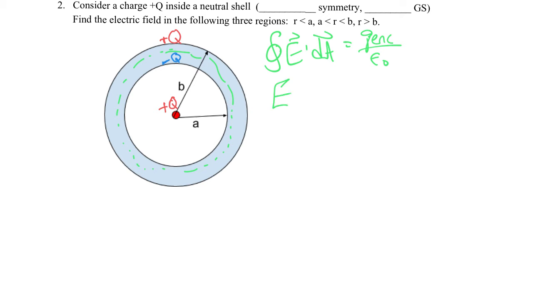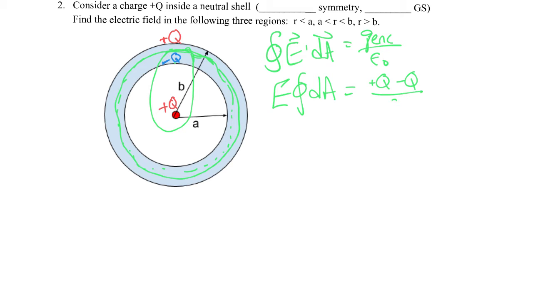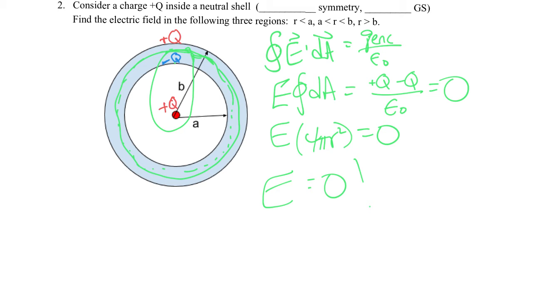Now, what is my Q_enc? I look at this surface. What's inside? I've got a plus Q and a minus Q. That's 0. So my E times 4 pi r squared equals 0, which means my E equals 0. You knew that already.